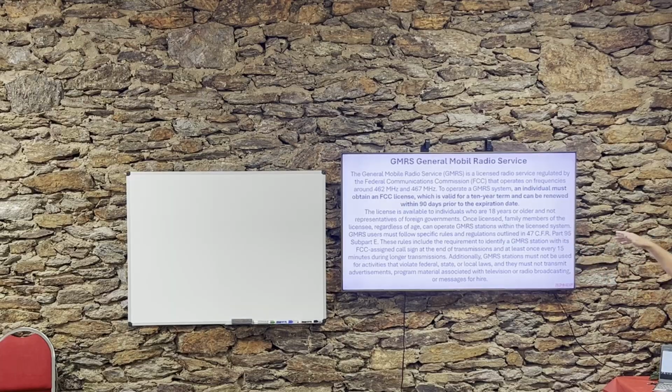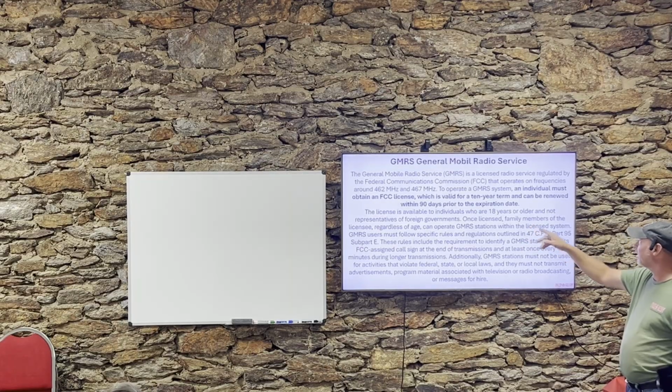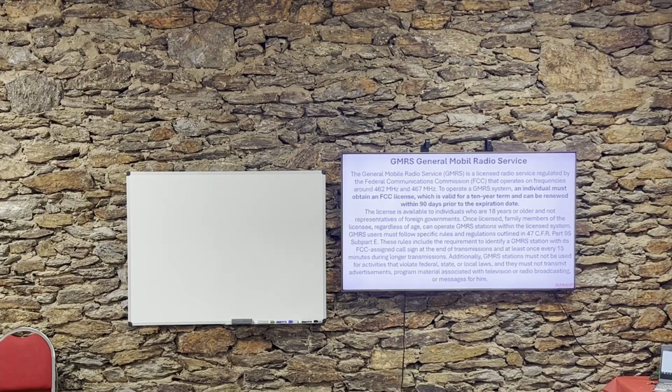GMRS is a licensed radio service regulated by the Federal Communications Commission, the FCC, to operate on frequencies around 462 and 467 MHz. To operate a GMRS system, an individual must obtain an FCC license, which is valid for a 10-year term and can be renewed within 90 days of the time it expires. The license is available to individuals who are 18 or older, so you have to be over 18 to get your license, and not a representative of a foreign government.